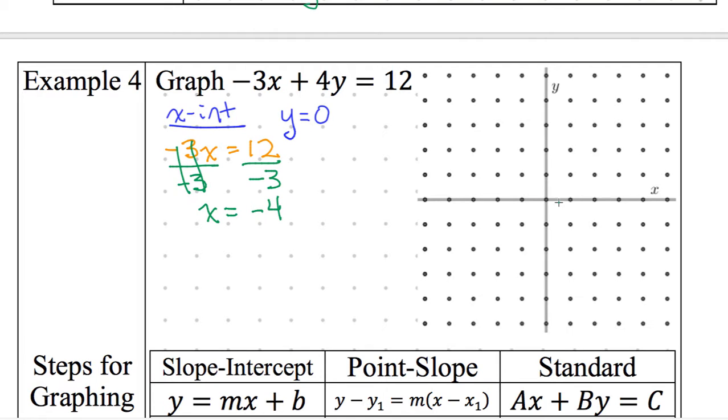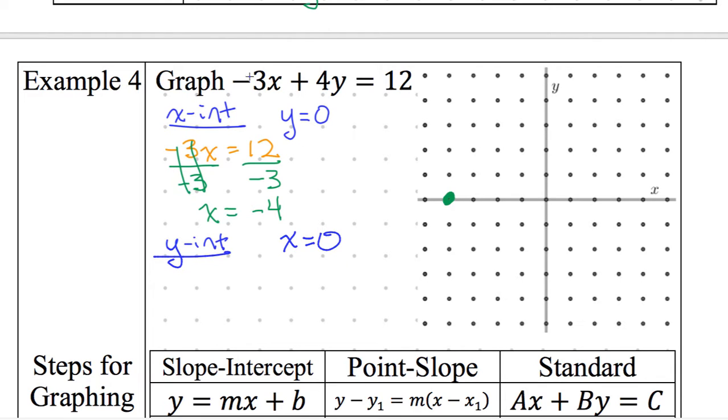All right, let's graph x equals negative 4. Again, it's x, so it's on the x-axis, and I go left 4. 1, 2, 3, 4. That is the x-intercept, negative 4, 0. Now that we found the x-intercept, let's find the y-intercept. What am I setting equal to 0? That's right, the x, because you're eliminating the thing that you don't want to find, to find the thing that you do want, which is the y.